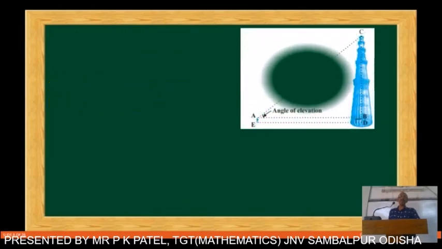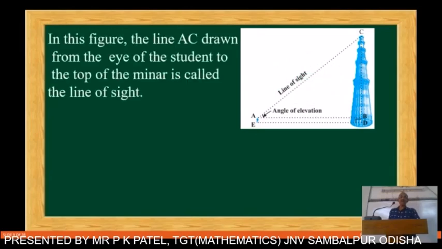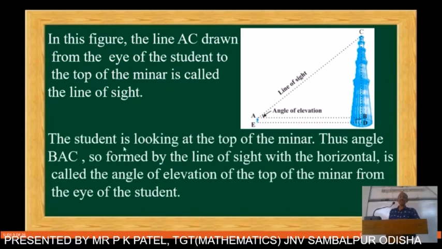Take another example. Here in this figure, the line AC drawn from the eye of the student to the top of the minar is called the line of sight. This AC is the line of sight. The student is looking at the top of the minar. Thus, the angle BAC so formed by the line of sight with the horizontal is called the angle of elevation of the top of the minar from the eye of the student.